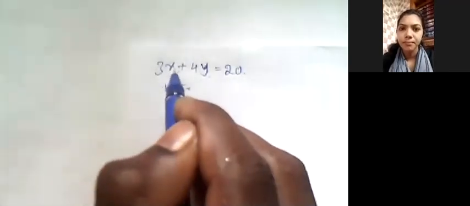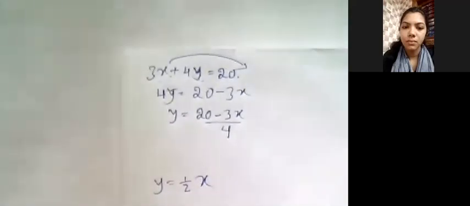x is equal to 0, or x is equal to 1, or x is equal to 2, like this. In the first step, I am going to give values for x, and I want to get values of y. Therefore, 4y is equal to 20 minus 3x, since it goes to the RHS and becomes minus 3x. Therefore, y is equal to (20 minus 3x) by 4. This is the value of y.